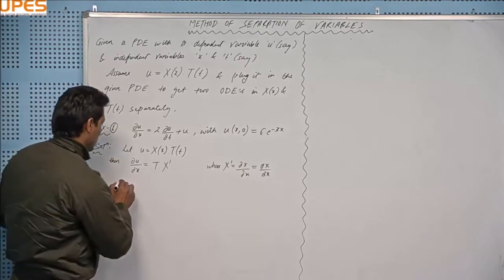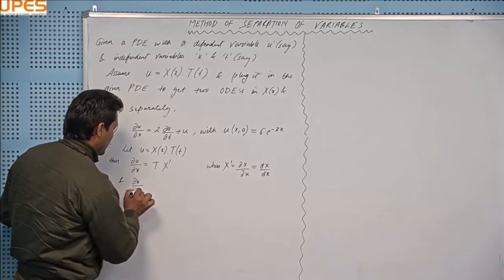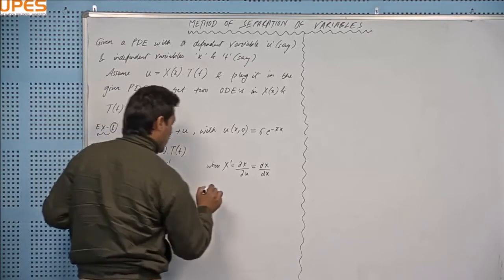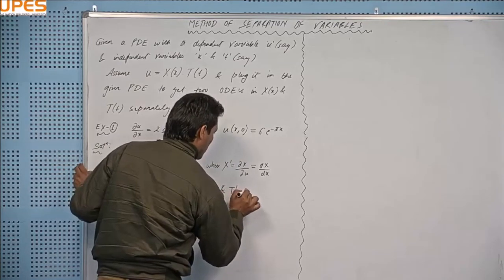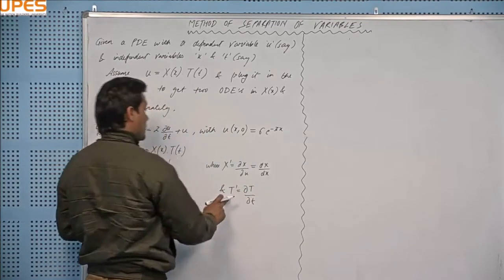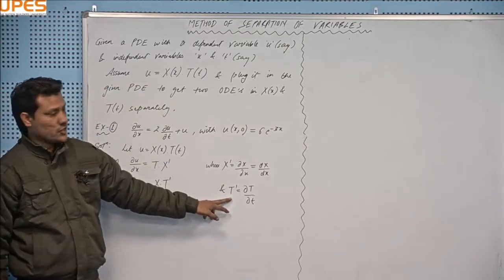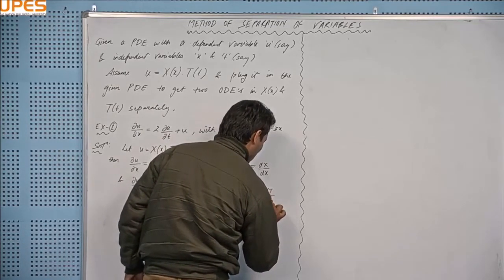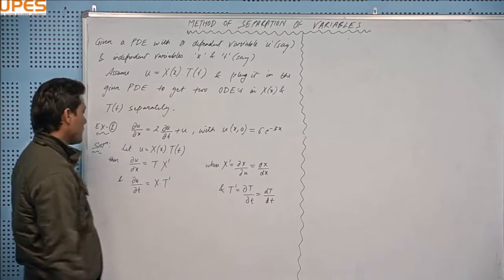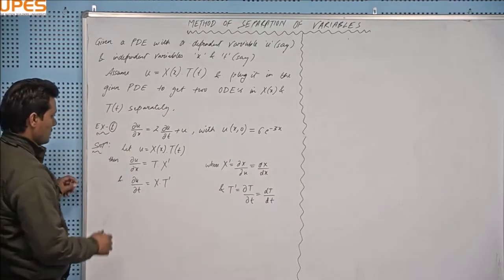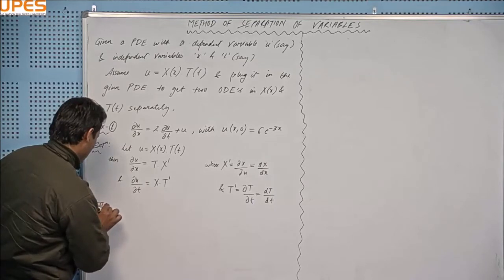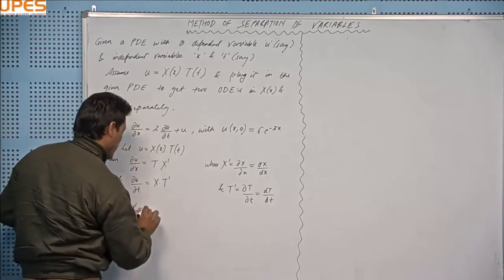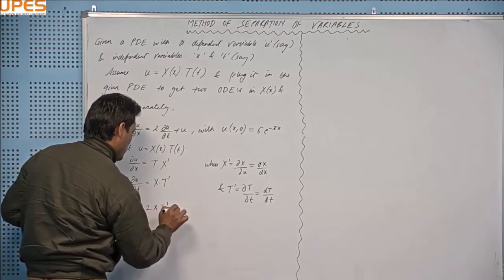And del u over del t will be X times T dash, where T dash is equal to dT over dt. Since T is a function of t only, x is not involved here, so the partial derivative will be equal to the ordinary derivative. Okay, fine. Let me put these values in the given PDE. Plugging these values in, I will get T X dash equal to 2 times X T dash plus X T.